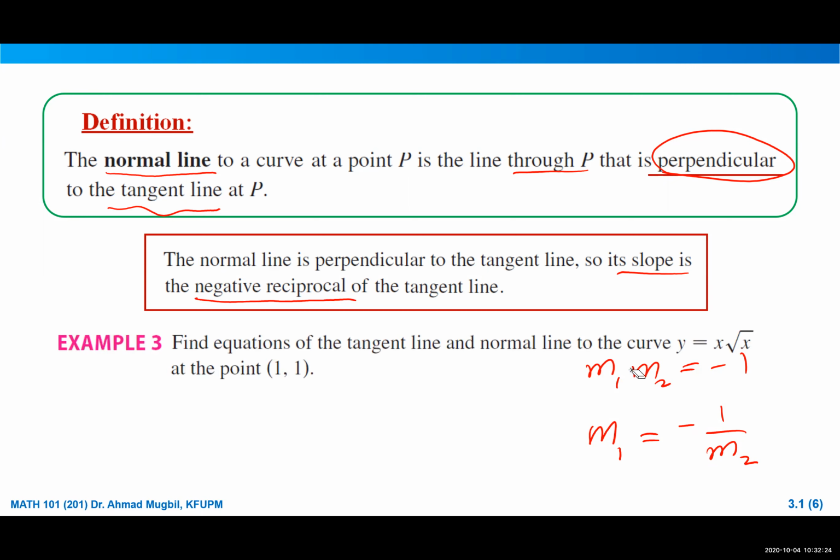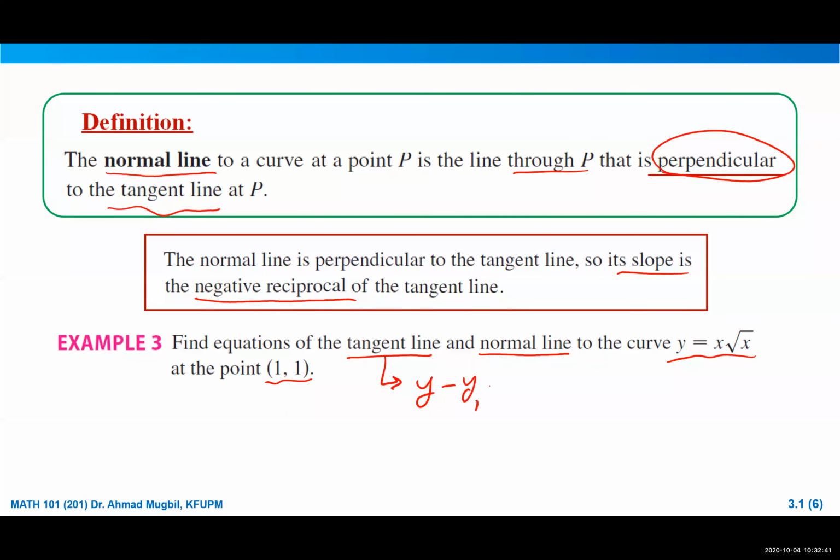An example here: find equations. What are the equations of the tangent line and the normal line to this curve at this point? Now, if you want to find the tangent line equation, the equation will be y minus y1 equals m times x minus x1. Now, what is m here? What are x1 and y1, first of all? x1 and y1 are 1 and 1. So x1 is 1 and y1 is 1. So now the derivative at 1 is the slope.